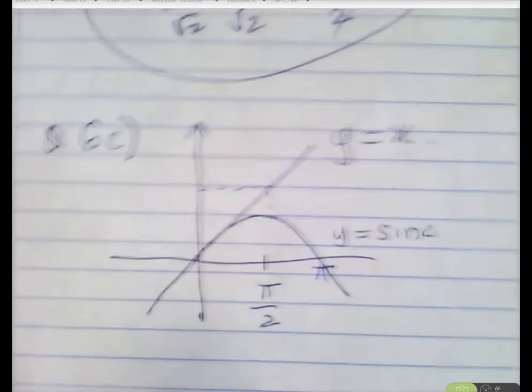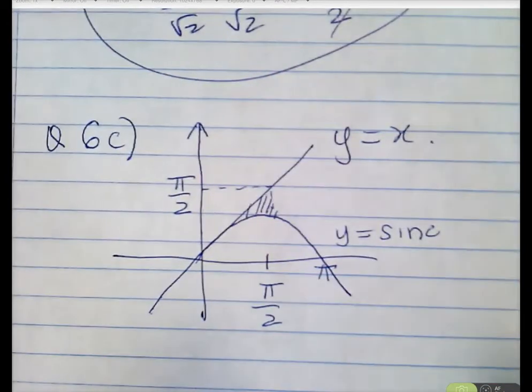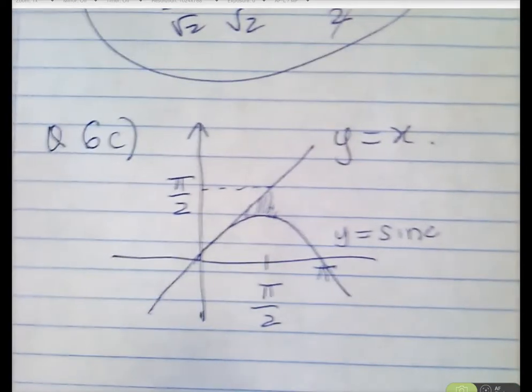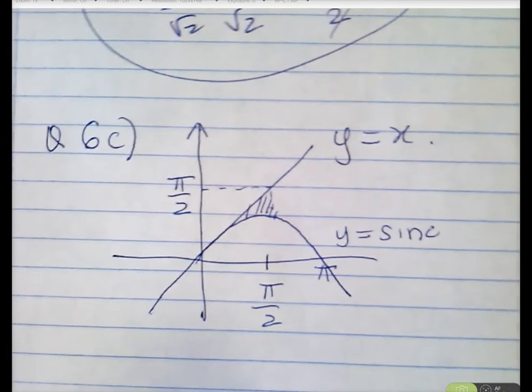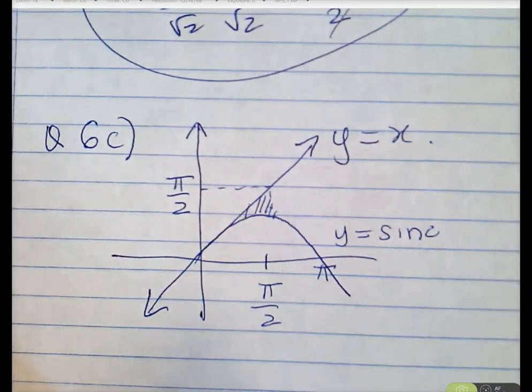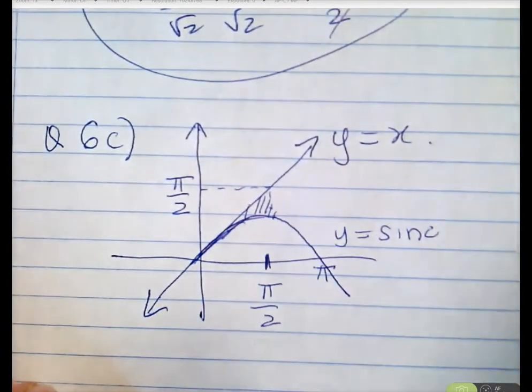Now for the next question, 6C, find this shaded area. The first one was 6A from your Cambridge booklet. The next one is 6C. Find the shaded area between the line y equals x and y equals sine x. You're going to have to work out where they cut. And this one you can't solve.